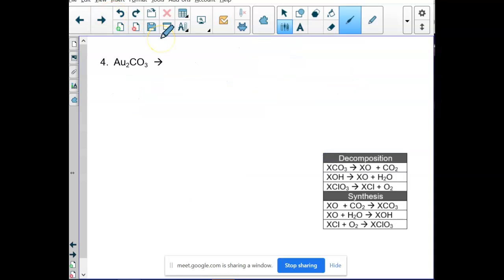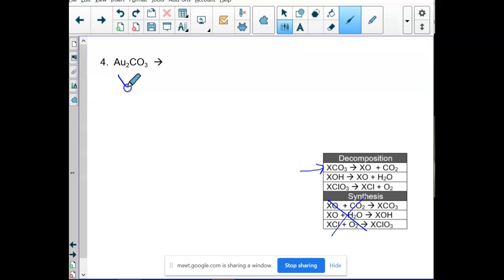Okay, so here we have just a compound. So it can't be one of the synthesis. It'll be a decomp of some sorts if it's just a compound. Okay, it could be one of these three, what I call special decomps. Or it could just be the elements breaking apart. Do you see that it's this one?